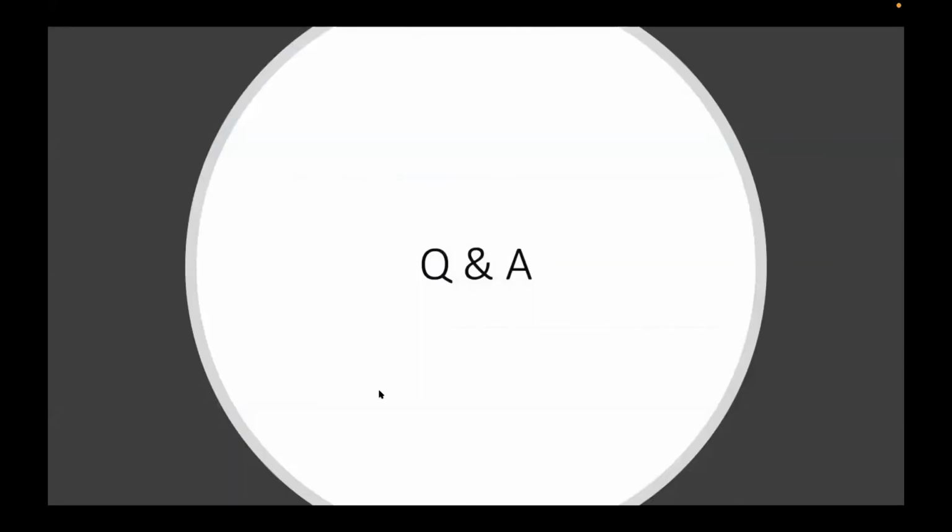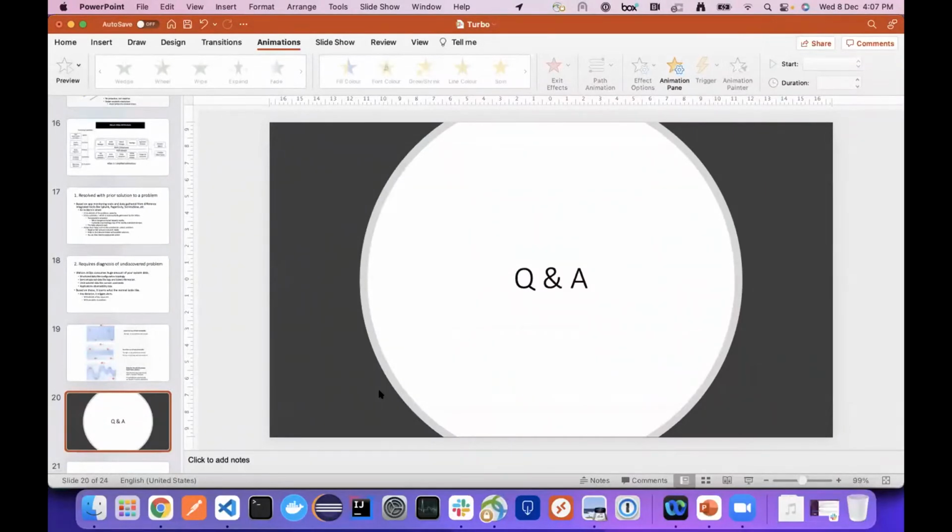So that's all I have, right? That's a quick overview of Turbonomic and Watson AI Ops. Any questions?